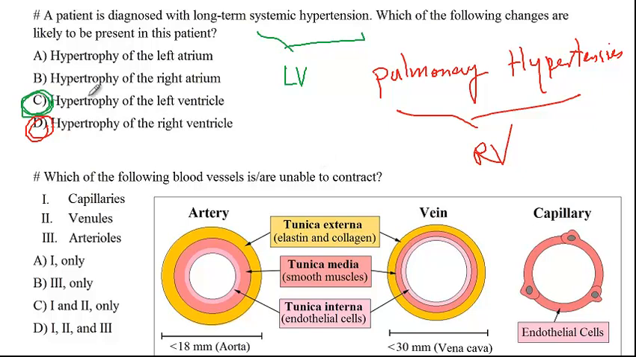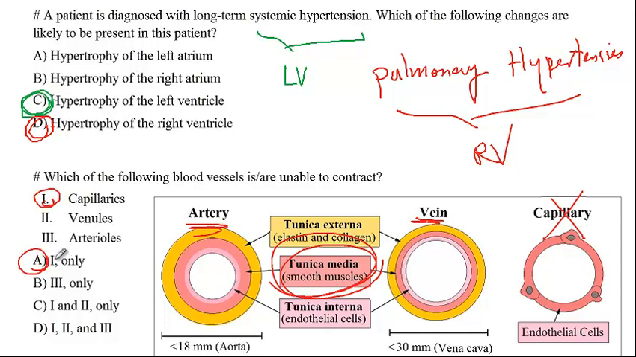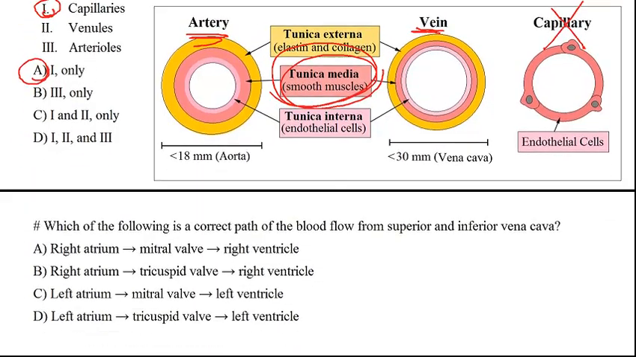And then the final question, which of the following blood vessels is or are unable to contract? Well, the answer is right in front of you here. It's the artery and veins that contain smooth muscle layers. Capillaries don't have any smooth muscles. So therefore, the answer is capillaries. So one only. Capillary is the only one that cannot contract. All right, now let's move on to the next set of questions.